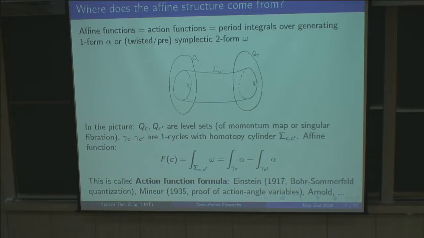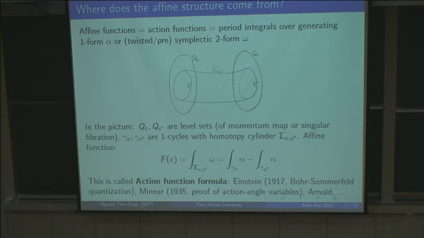So here, for example, you have two fibers of a fibration, like Q_c and Q_c prime. On each fiber you have a loop, like gamma_c, and you imagine that it moves by homotopy from Q_c to Q_c prime, and then you form a cylinder. The difference of the value of the function on Q_c and Q_c prime is simply the symplectic area of this cylinder. So this is given by this integral formula. This is just the symplectic area when you move your loops.